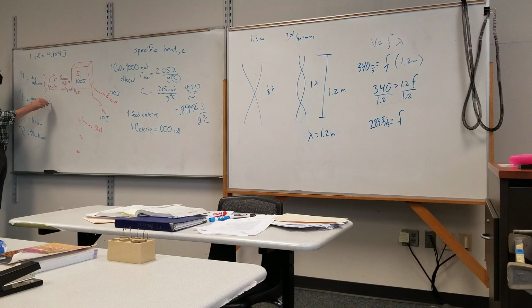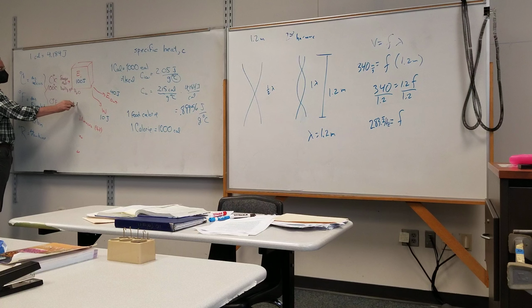Zero degrees Fahrenheit was the coldest thing that Fahrenheit could create. Coldest substance Dr. F could create. And then 96 degrees Fahrenheit to him was body temperature.